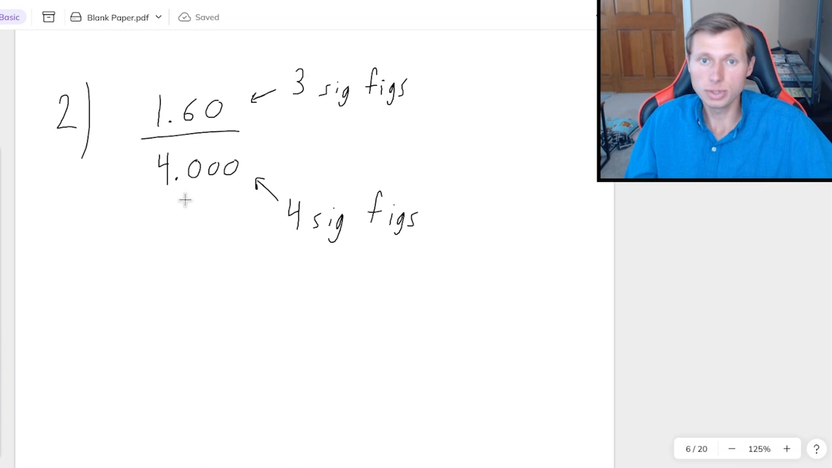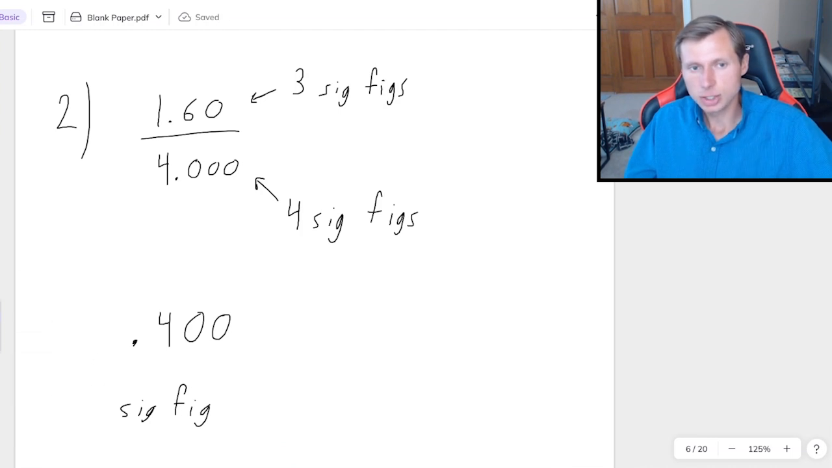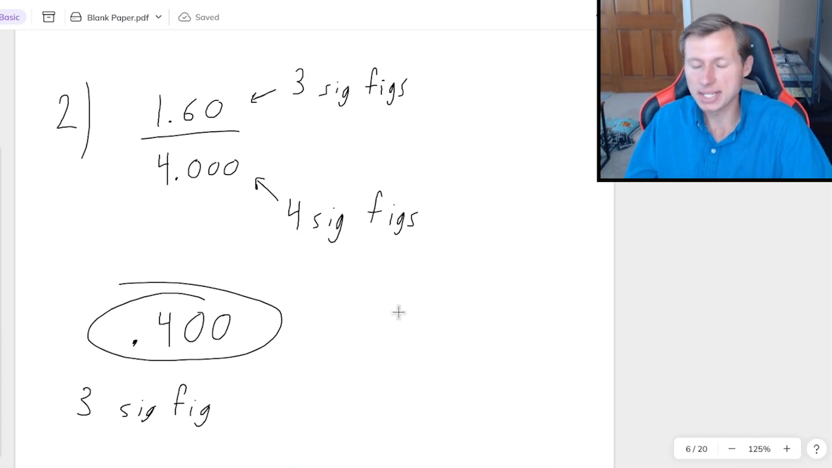And so in other words, when I do this division, I need 3 sig figs because that's the least number of sig figs. So I do 1.60 divided by 4.000 in my calculator, and I will just get 0.4. But if you write 0.4, this is not the right answer because that's only 1 sig fig. And like I said, I need 3 sig figs. So how can I add sig figs to my answer? It's easy. You just add 2 zeros at the end because remember, we do count zeros at the end of decimal places. And so now we have 3 sig figs. And 0.400 is the best answer here.